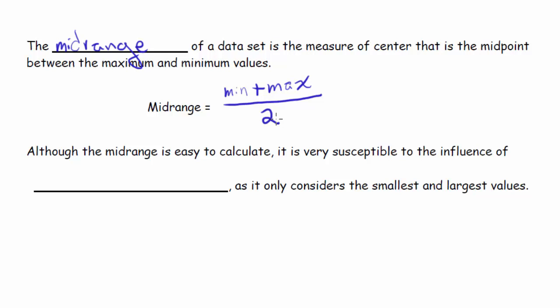Although the mid-range is very easy to calculate because I only have to consider 2 data values, it is very susceptible to the influence of outliers, because this measure of center only considers our maximum and minimum. So if we have an extremely small or large value here, that would clearly influence the mid-range.